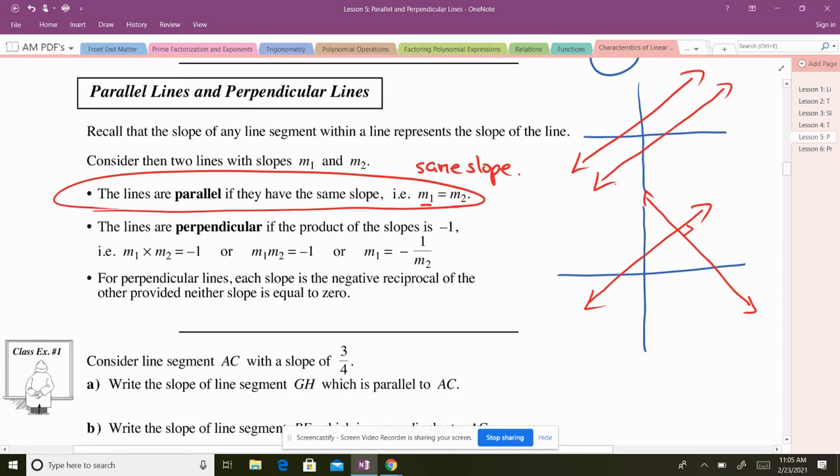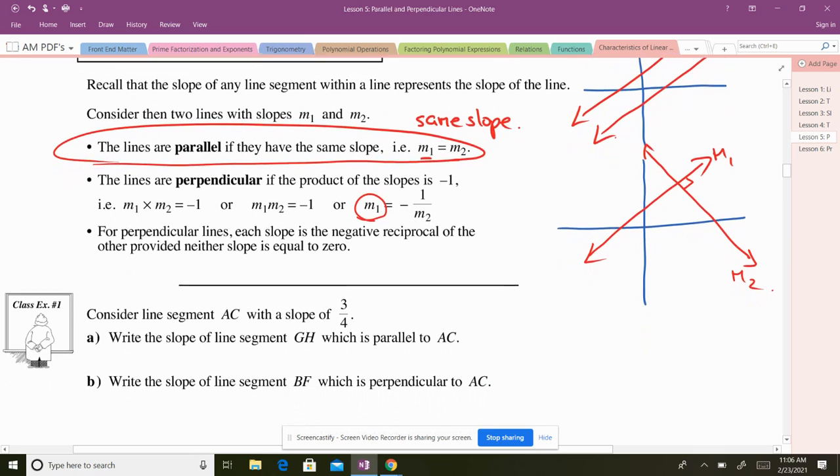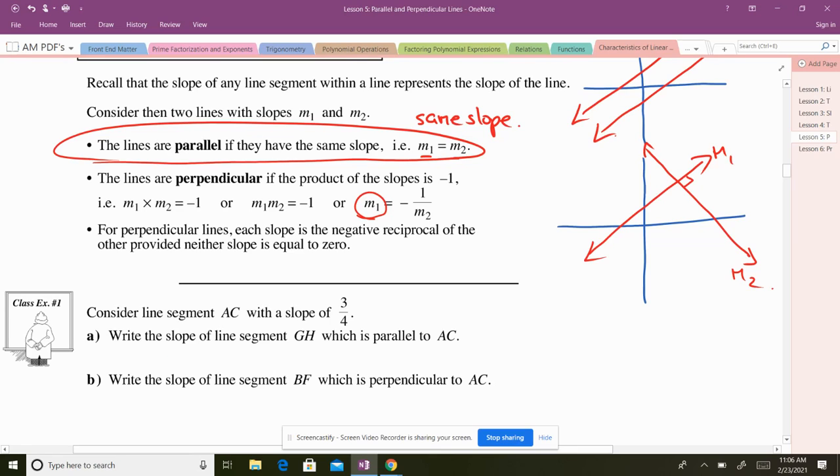If you look at their slopes, they have what are called negative reciprocals. Sounds really fancy. All it means is that the slope of one is equal to the negative reciprocal. So you take the slope of the other one, you flip it, and you put a negative in front of it. Okay? If this is M1, it's perpendicular one, M2. You just take the slope, flip it, and put a negative.